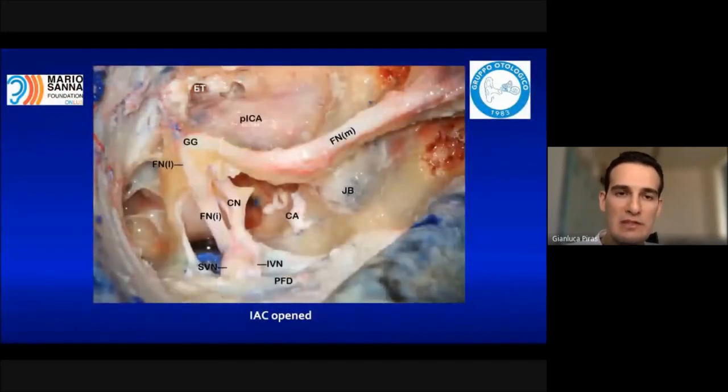Last two slides. Now you open the dura, you see the facial nerve, labyrinthine, geniculate ganglion, internal auditory canal, superior vestibular nerve and inferior vestibular nerve reflected inferiorly. That's the cochlear nerve, which was medial to the inferior vestibular nerve.